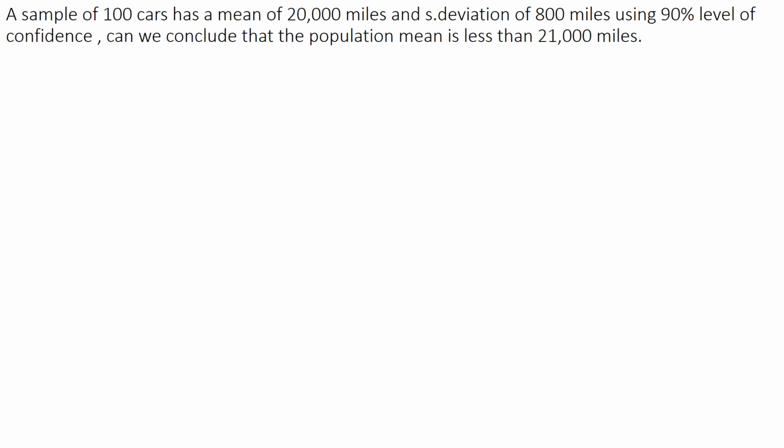21,000 miles? So the first thing that we need to do when we get such a question is to state the hypothesis. We are supposed to say that the population mean is less than 21,000. So in this case, I have my null hypothesis, which is that the mean is less than 21,000 miles.